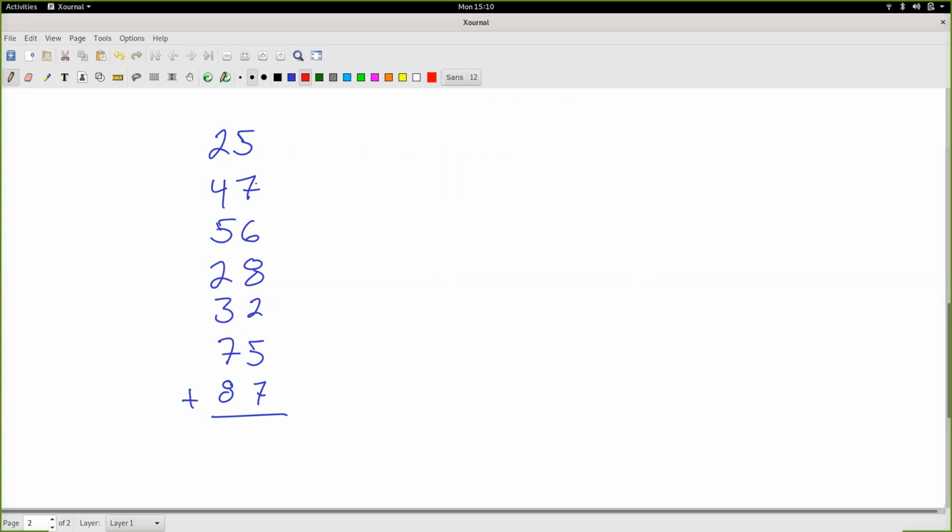So 5 and 7 is 12, so I scratch and think 2. 2 and 6 is 8, and 8 is 16. 6 and 2 is 8, and 5 is 13. 3 and 7 is 10. Scratch, put a 0. So then I need to keep track of these scratches. They all jump to the next column. So I have 1, 2, 3, 4 scratches. So you could either write a 4 at the top or think 4.